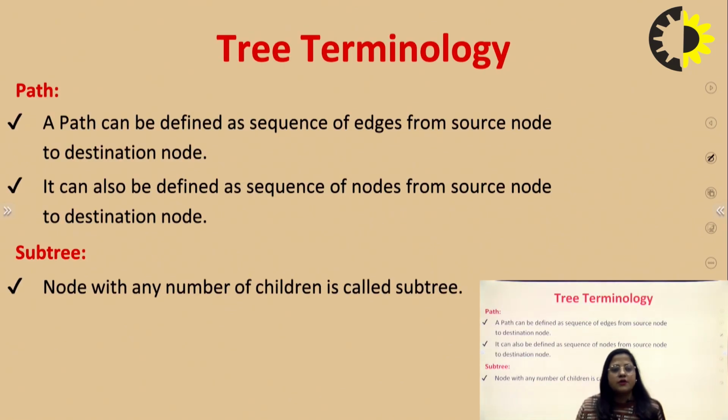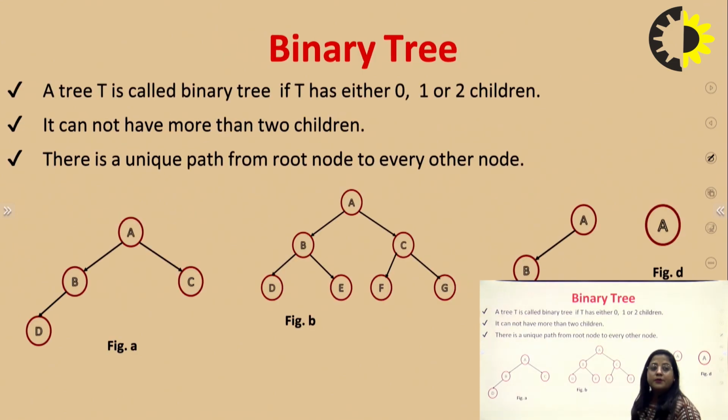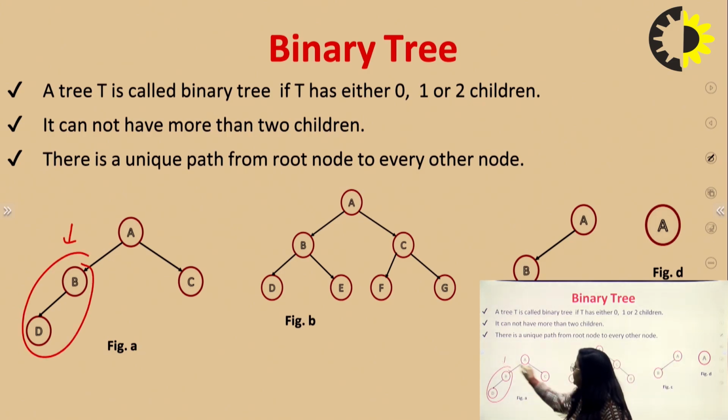Now comes the next terminology, path. What is a path? A path can be defined as a sequence of edges from a source node to a destination node. It can also be defined as a sequence of nodes from a source node to a destination node. Path means the connection from one node to another node. Now come to the subtree. A node with any number of child nodes is called a subtree. According to this, this is the left subtree and this is the right subtree of this tree.